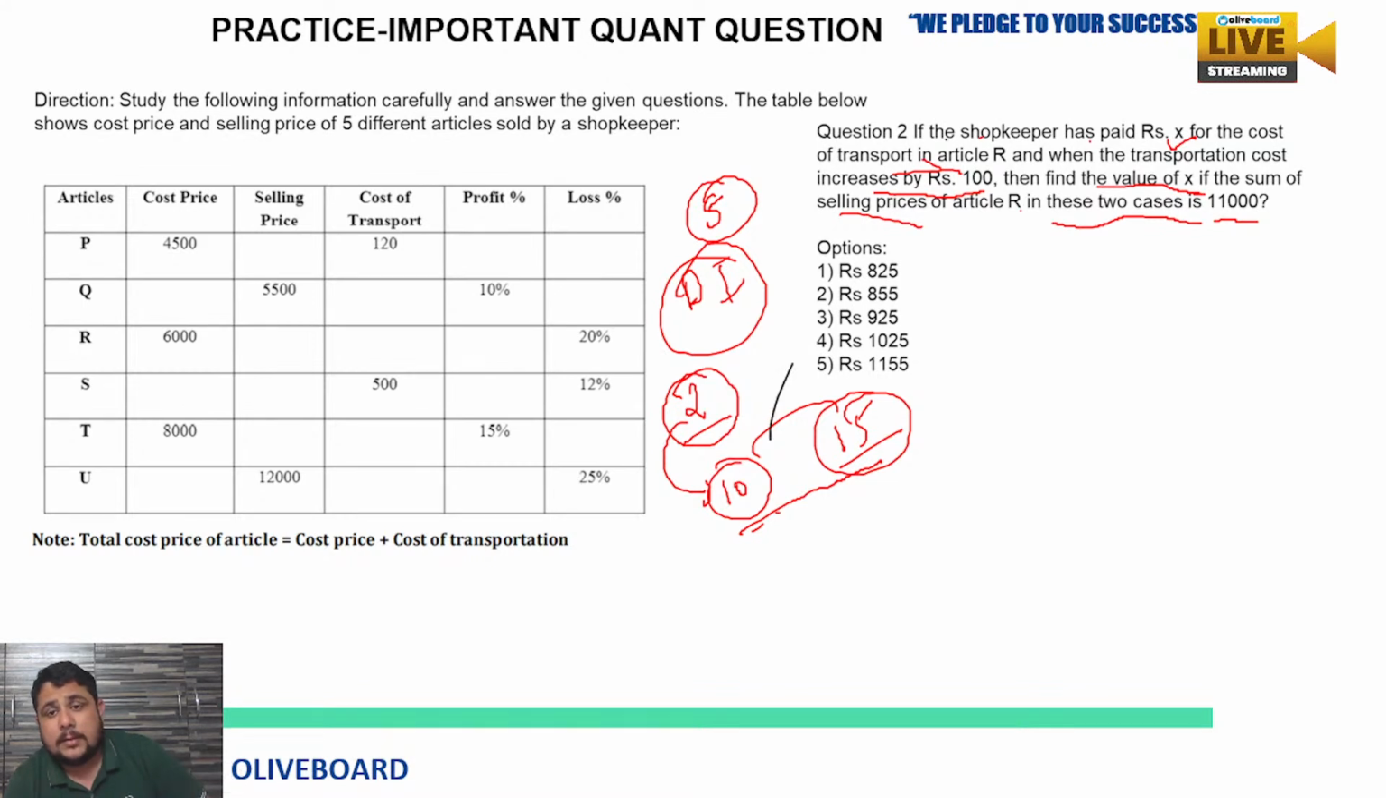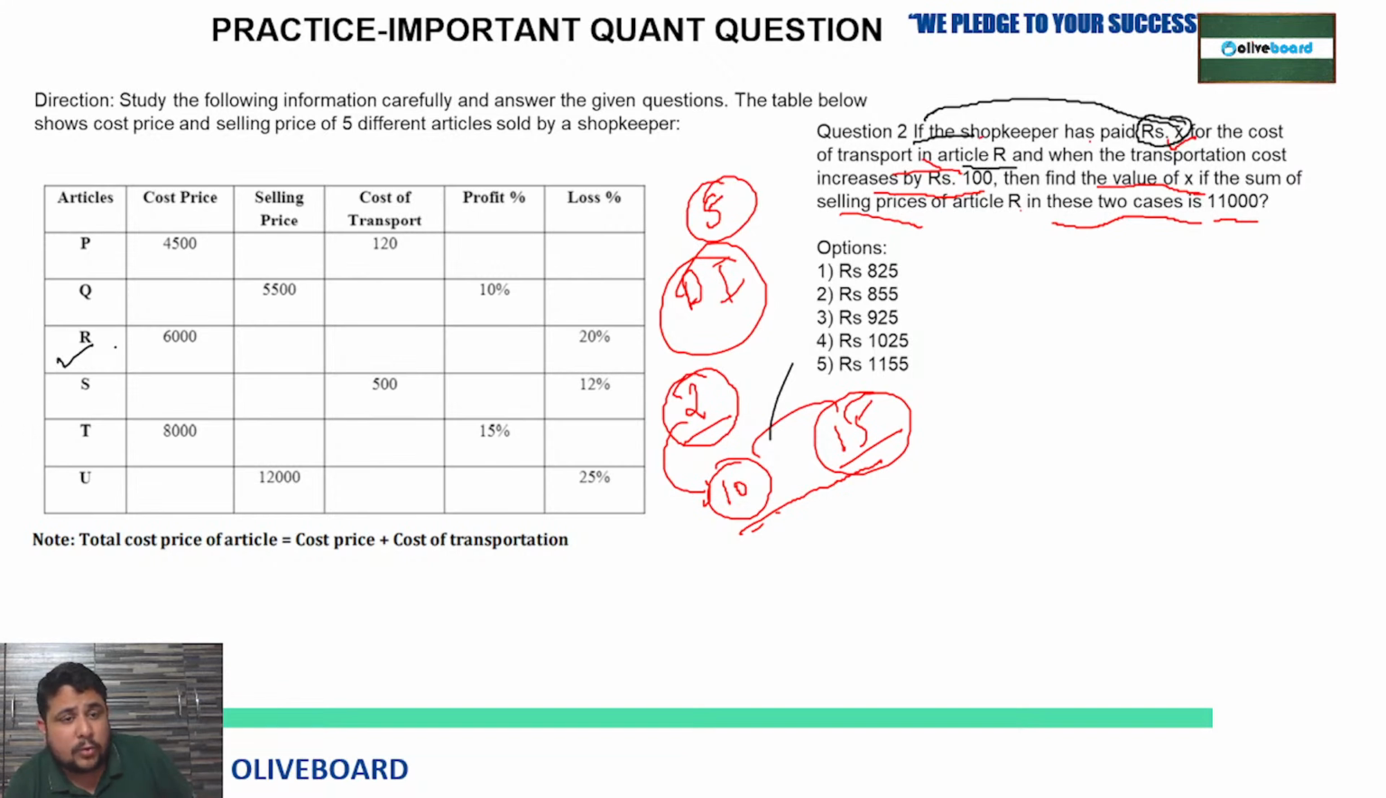Okay. Now, if we read it: if the shopkeeper has paid rupees X for the cost of transportation in article R. So what are they saying? They are talking about which article? Article R. Just mark that first. Now, they are talking about the cost of transport.